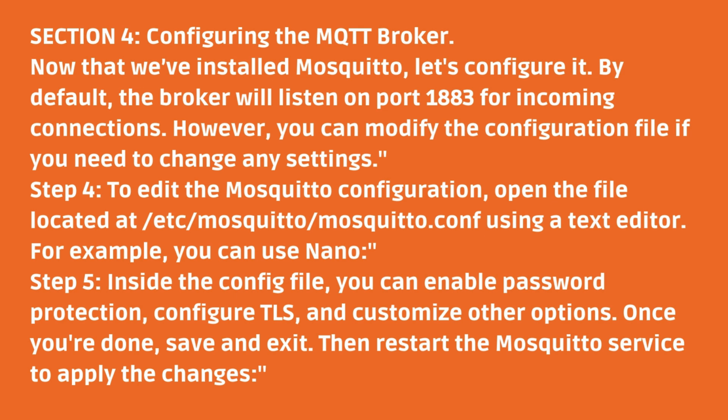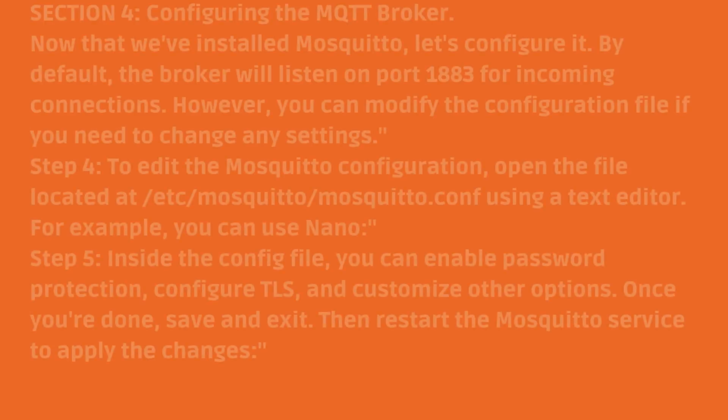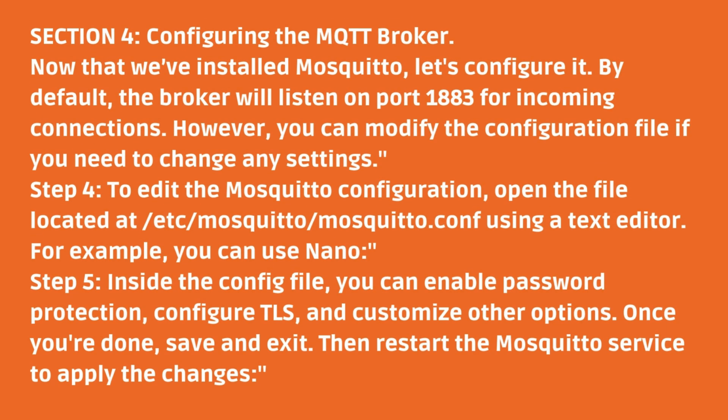Step 4. To edit the Mosquitto configuration, open the file located at /etc/mosquitto/mosquitto.conf using a text editor. For example, you can use nano. Step 5. Inside the config file, you can enable password protection, configure TLS, and customize other options. Once you're done, save and exit. Then restart the Mosquitto service to apply the changes.